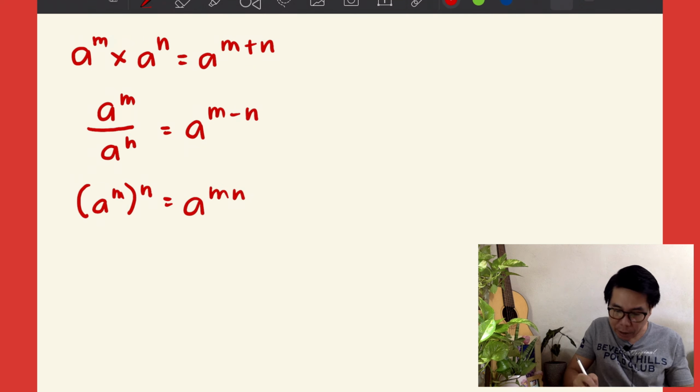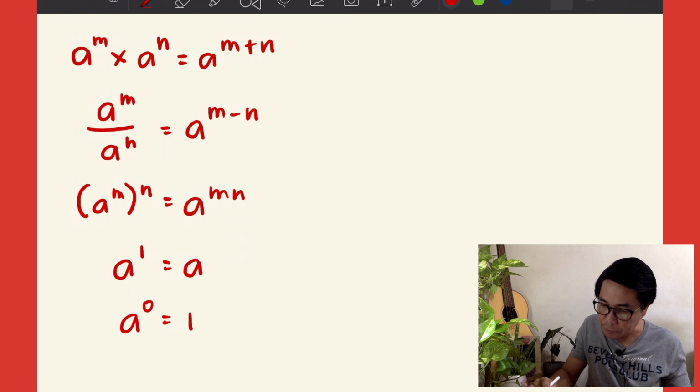And if we have a raised to the power of 1, that is equal to a. If we have a raised to the 0 power, that is equal to 1. Okay, that's clear.